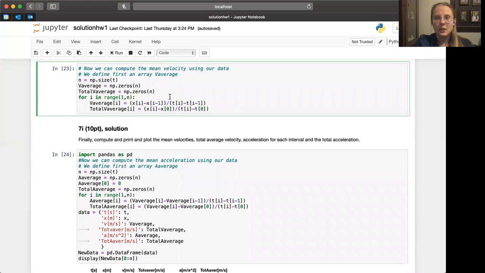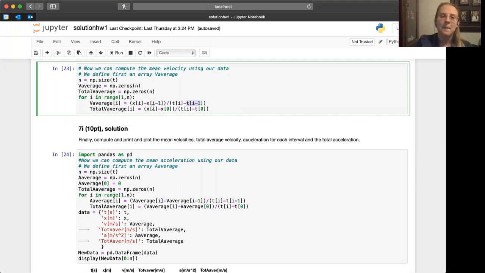And for each interval, so for 1, 2, 3, 4, all the way to 9, I'm going to take the position at that interval and subtract the position at the previous interval. So for i equals 1, I'm going to take the position at i equals 1 and then subtract the position at i equals 0. And then I'm going to divide that by the time at the current interval minus the time at the previous interval. So what this is, I'm taking the change in position and dividing it by the change in time. That would give me the velocity for each interval. So that's the average velocity.